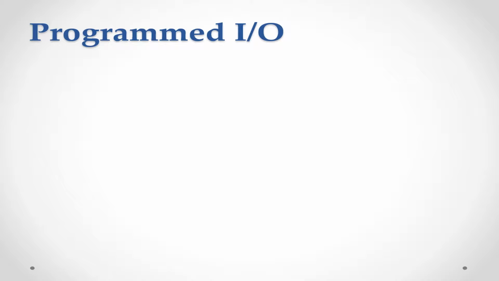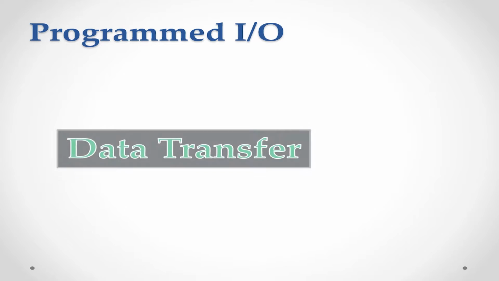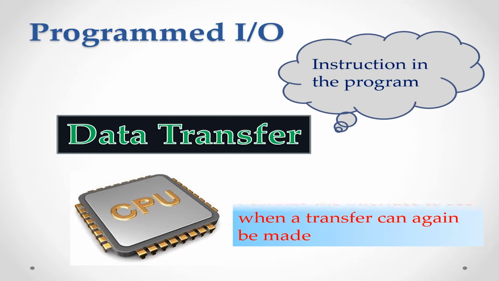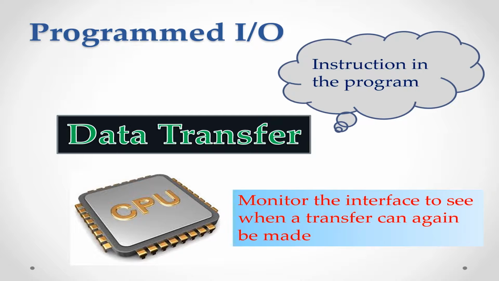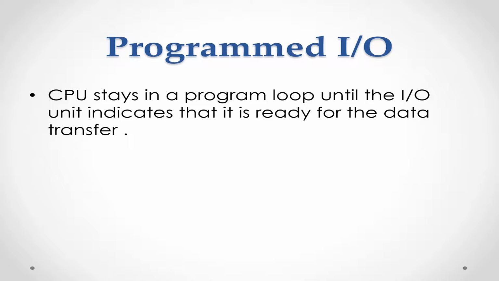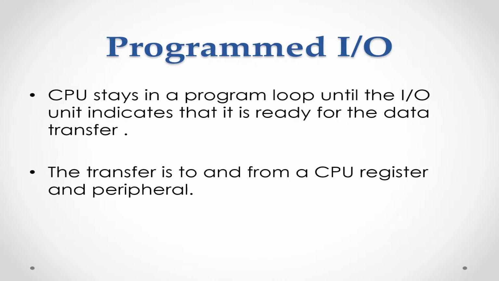In the programmed input-output mode, each data item transfer is initiated by an instruction in the program. Once a data transfer is initiated, the CPU is required to monitor the interface to see when the transfer can again be made. In the programmed input-output method, the CPU stays in a program loop until the input-output unit indicates that it is ready for the data transfer. Usually, the transfer is to and from a CPU register and peripheral. Other instructions are needed to transfer the data to and from the CPU and memory.